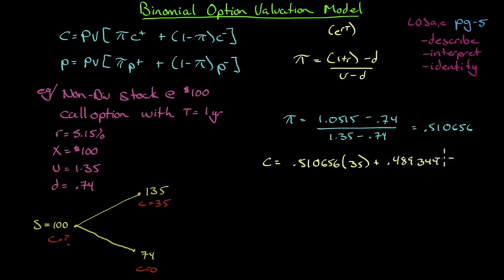0.489344 multiplied by the 0. And of course it's present value, which means we discounted back. And lo and behold, we get 16.9975. Isn't that beautiful? Let's see if it worked for the put.